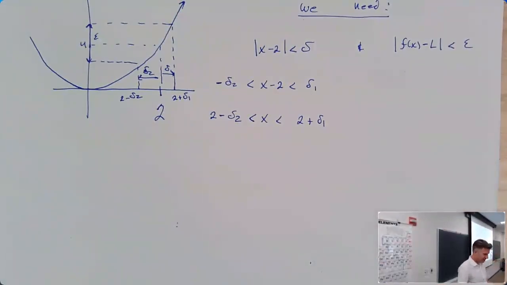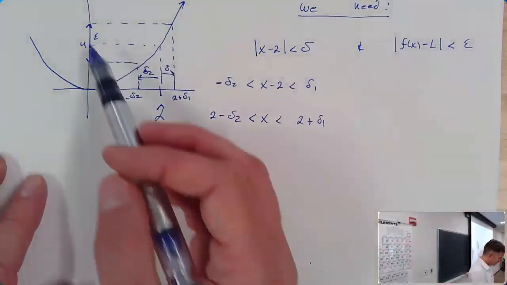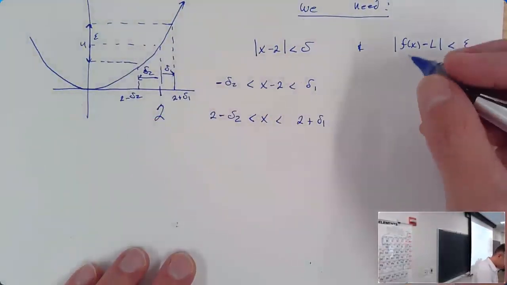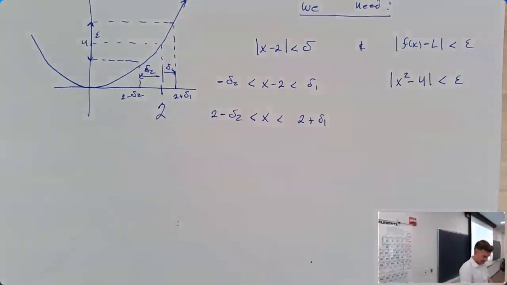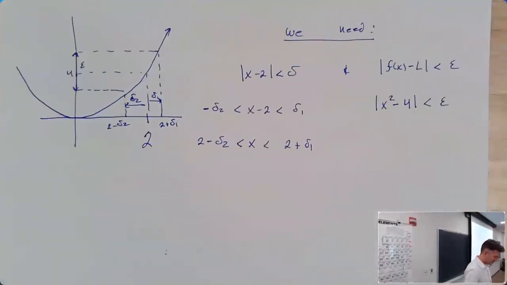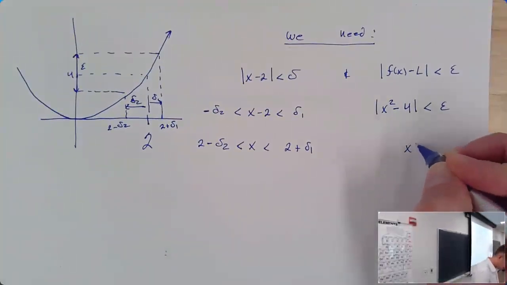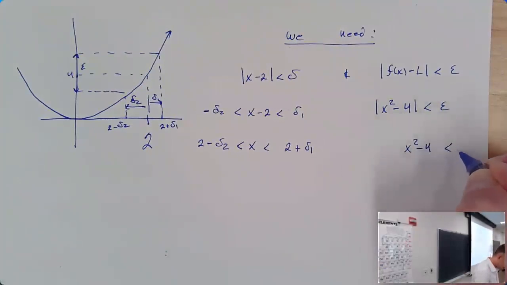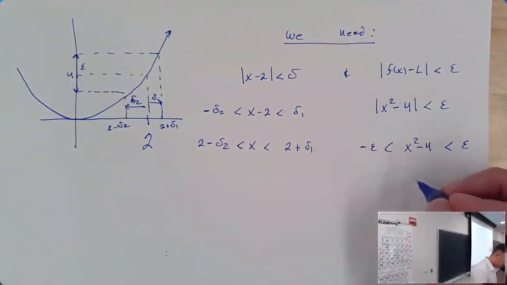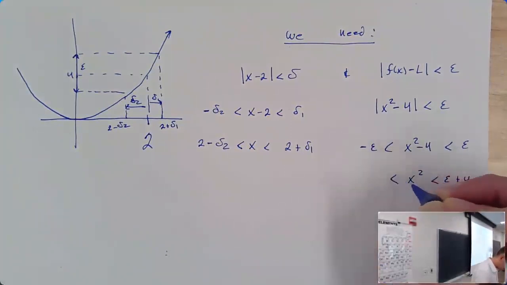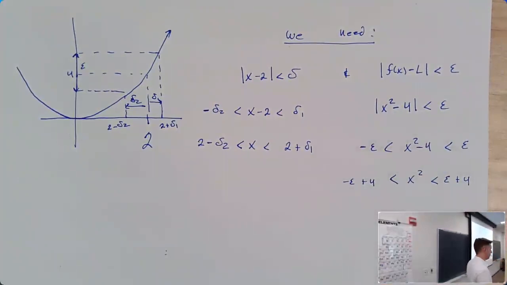Okay, so to get that, I need to think about what conditions I need to be true on epsilon. So I'm just going to do the same sort of work. My function here is x squared, and the limit is 4. I'm going to do the same kind of deal. You say, well, that just means that x squared minus 4 needs to be less than epsilon, bigger than negative epsilon. Or the function x squared needs to be less than epsilon plus 4, bigger than negative epsilon plus 4. Or you might prefer to write it as 4 minus epsilon.